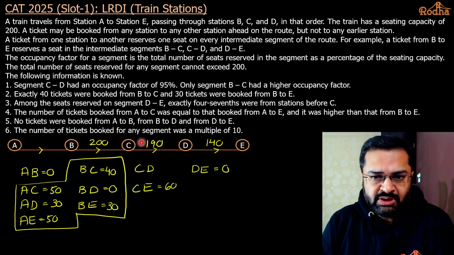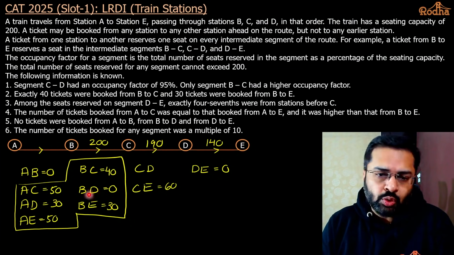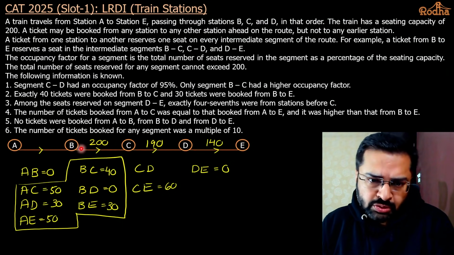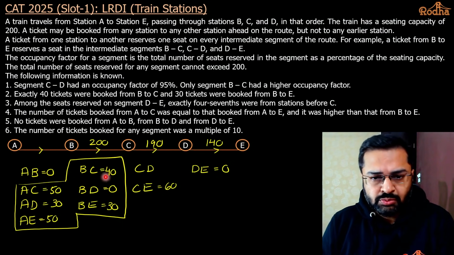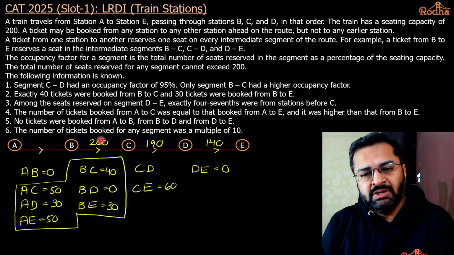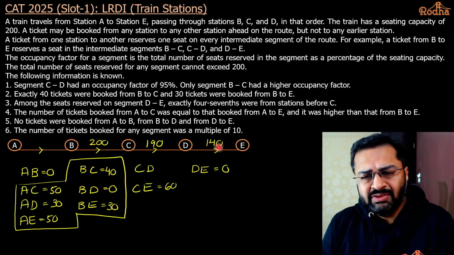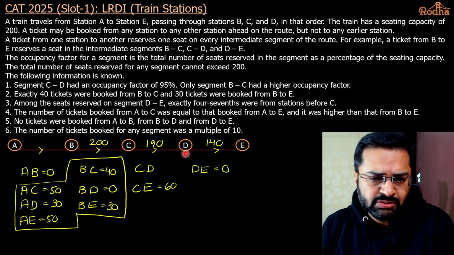A to C, A to D, A to E, these 3, and then B to C, B to D, B to E. They all would contribute towards the reservations on this segment BC, right? So 40 plus 30, 70 plus 50 plus 50 is 170. Subtracted from 200 and you get this 30. So we have done this. Likewise, you can do it for the rest of the segments as well, and it's all okay.